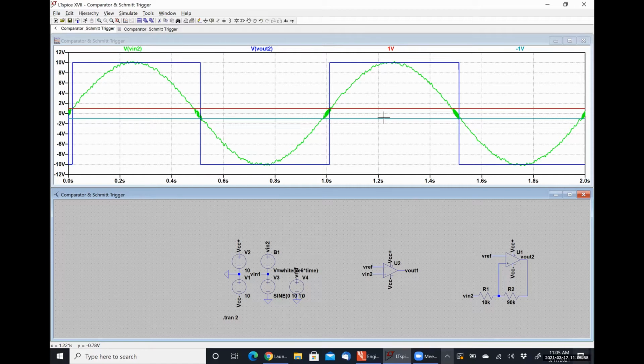And that is the voltage at which, when our input exceeds that, the output swings from low, VCC minus, to high, VCC plus. And then -1 volt is our lower trigger limit, where our output voltage swings from VCC plus, high, down to VCC minus, low.